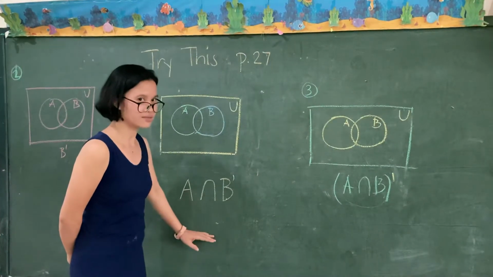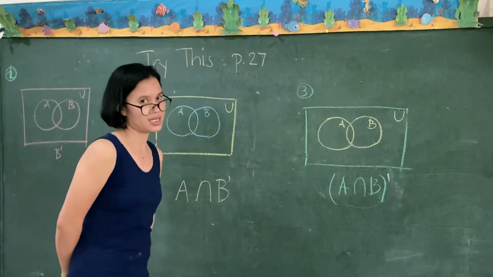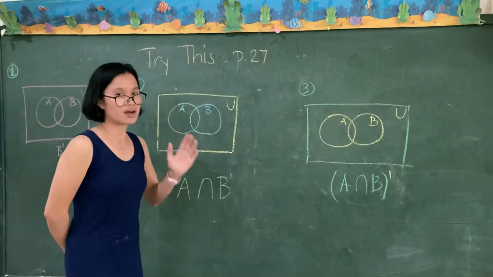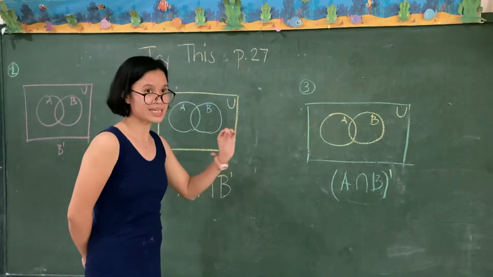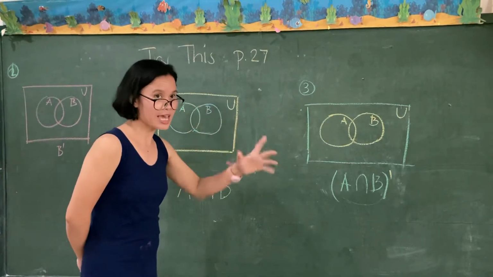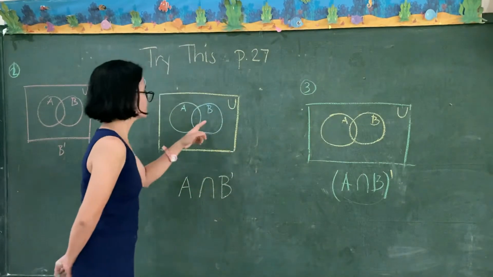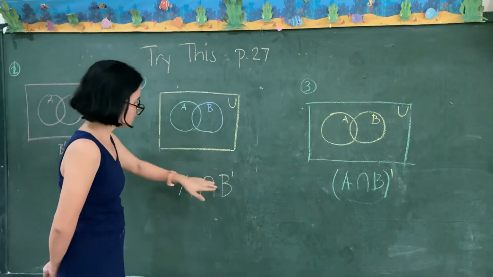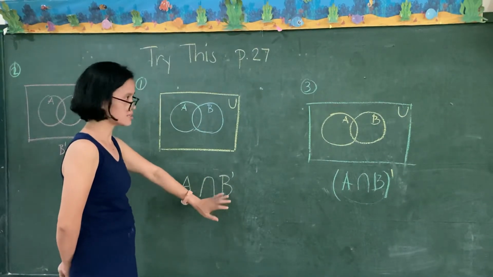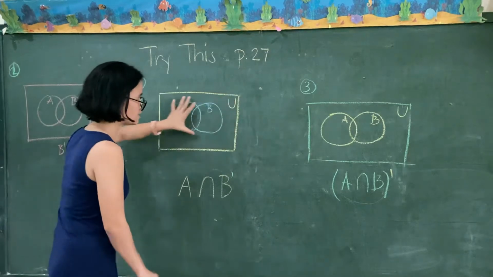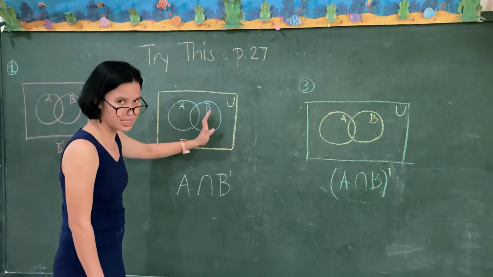So before we answer this, let's review first the meaning of complement of a set. Remember, when we say the complement of a set, we refer to all the elements that are in the universal set but not in that given set. So for example here, we have the B prime or the complement of B. That means all the elements in the universal set but not in B.